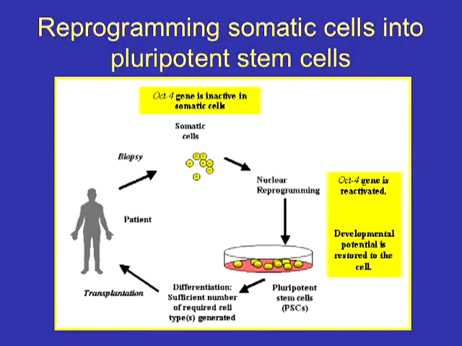And this is just the dream slide. When we have this information and we can manipulate the system, we could see a time where we have a patient with a disease, and we could take a small number of cells that are easily biopsyable from the patient, bring them to the lab, and manipulate the epigenetic mechanism so that nuclear reprogramming takes place, and you get reprogramming of your somatic cells back to pluripotent stem cells.